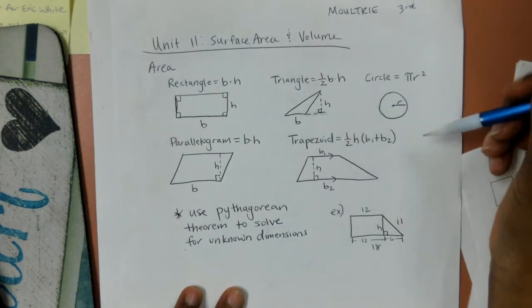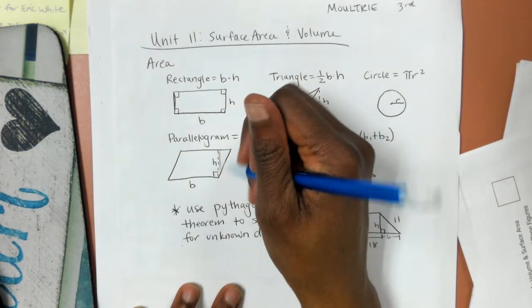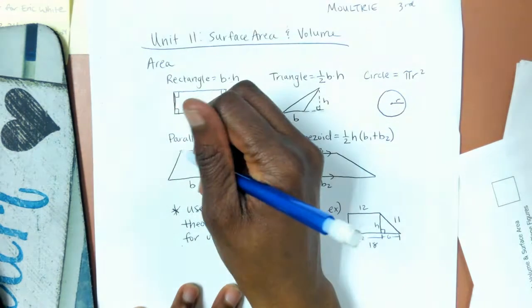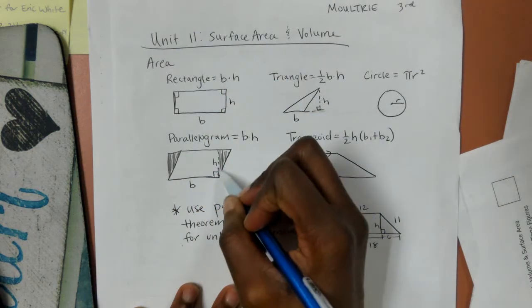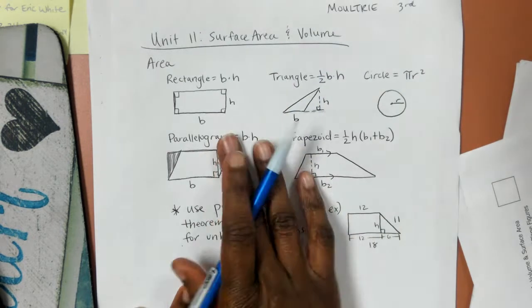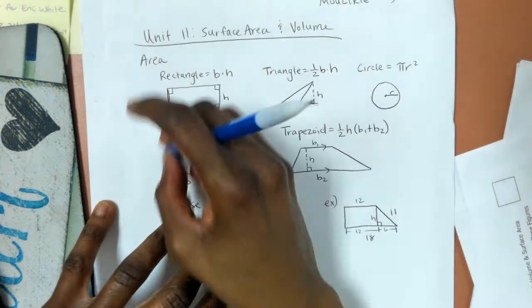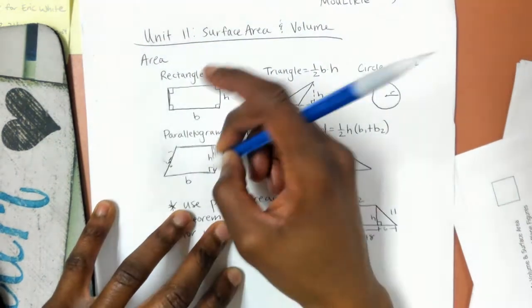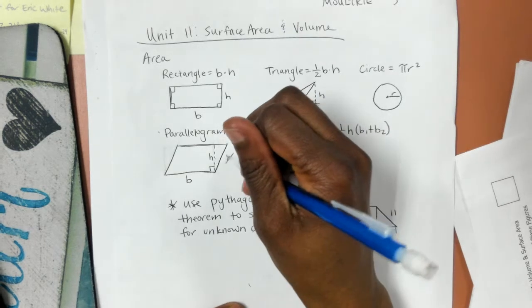Okay, circles, pi r squared. Parallelogram, it's base times height, because if I were to take this triangle and move it over here, then this base times this height would make a rectangle. So it's back to the same area of a rectangle right there, base times height. Okay. So parallelograms, base times height, the height must be perpendicular to the base. So this side is not the height.